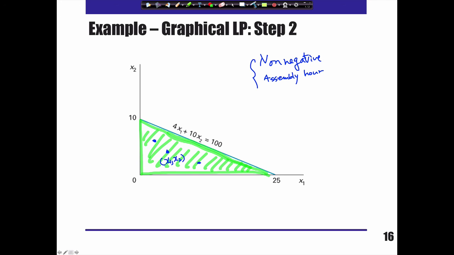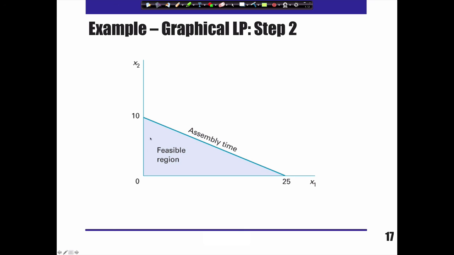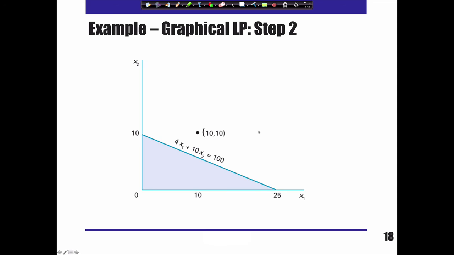But we have more constraints, so we will keep going. So this is the feasible region, which means only a point inside this triangle will satisfy the assembly time constraint and the non-negative constraint. This is one way you can find out: 10 is above this line, and if you add 10 here, you can see this is greater than 100, so this is not the feasible area.